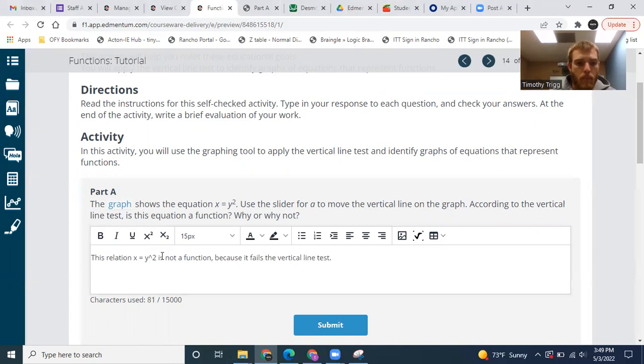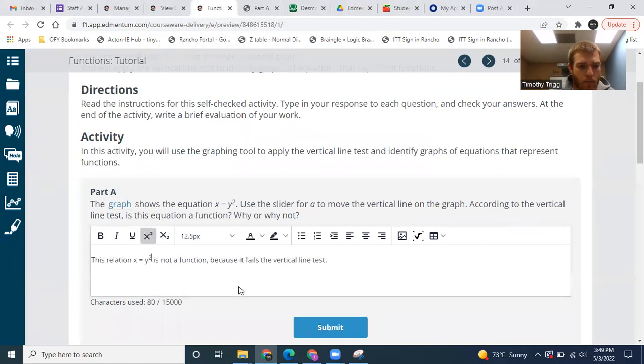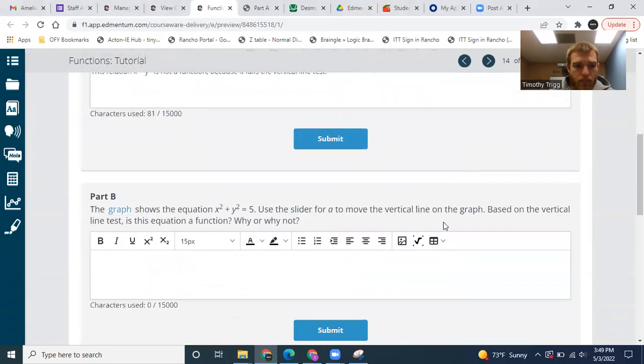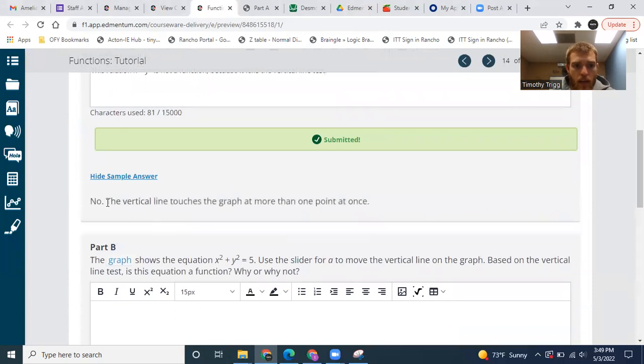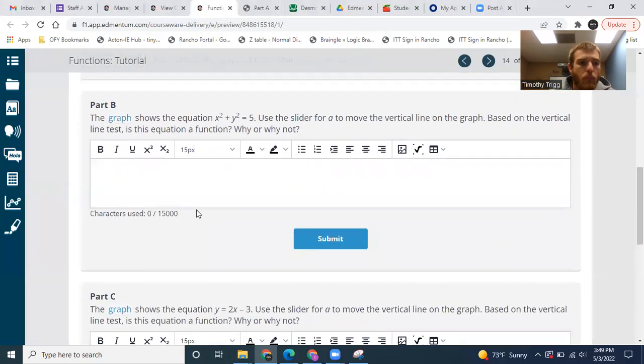Okay. Note, I could probably make this a little bit better here. Maybe I'll do it like this. Oh, there we go. Okay, cool. x equals y squared is not a function because it fails the vertical line test. Okay, and you can see they say the same thing here. All right, let's go ahead and take a look at another graph.